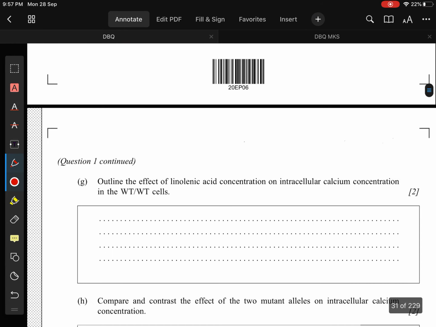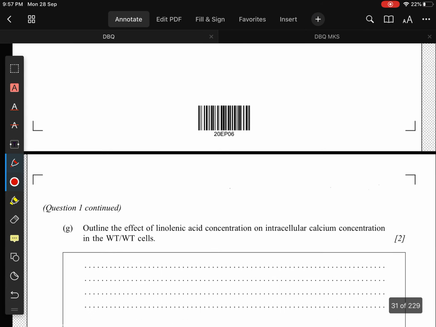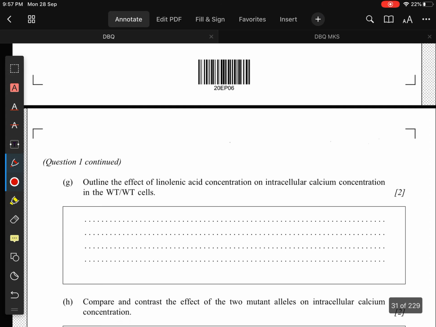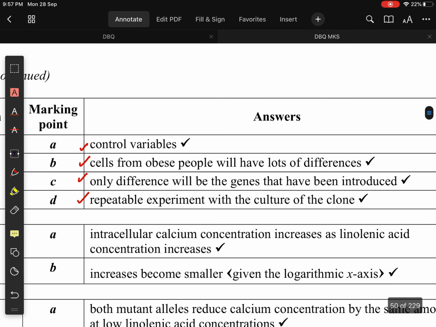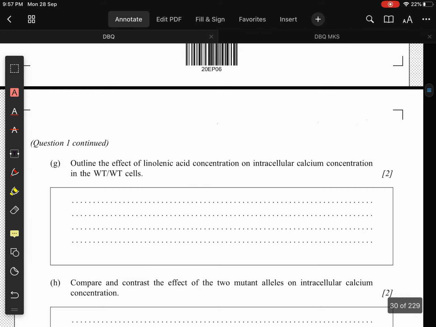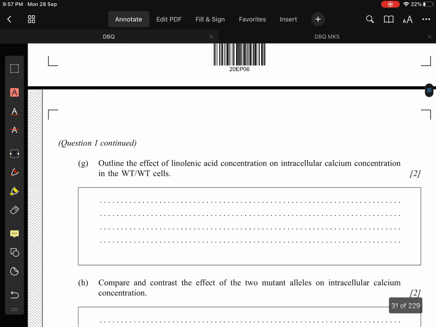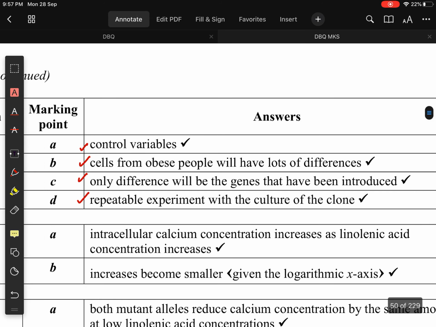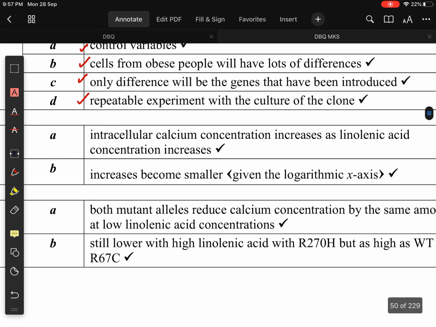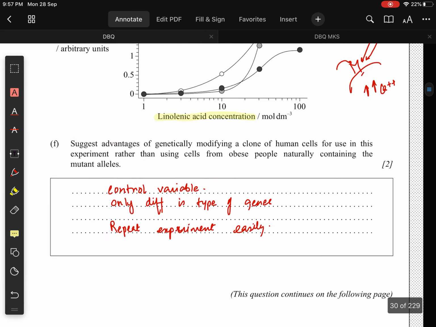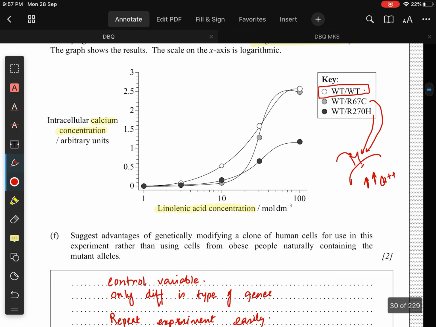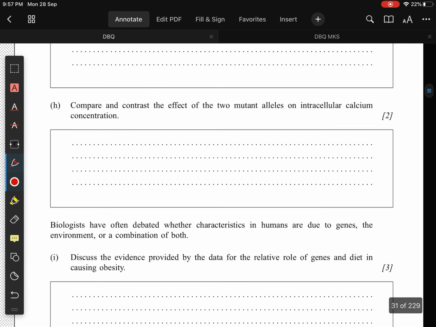All right, now look at the next question. Outline the effect of linoleic acid concentration. When I was explaining the graph, I outlined this. Let me double check what they're asking. Only the wild type we are talking about. So you can say that it increases with the concentration increase. In the graph, first it increases, then the increase is smaller. It increases exponentially until here, then it becomes smaller. All right, so you can explain that here.